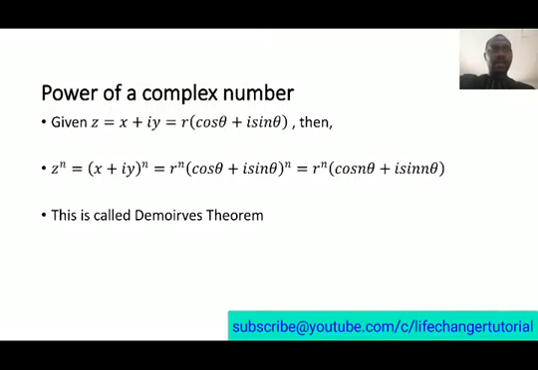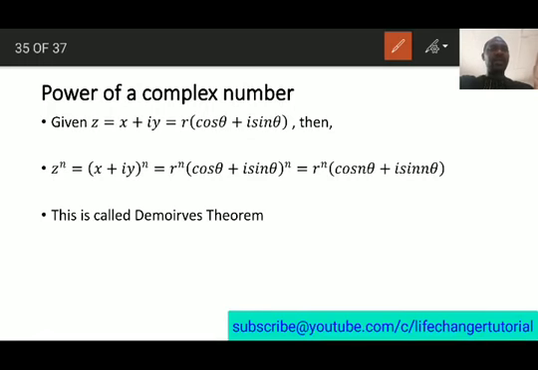Welcome back. So here we are going to look at the powers of a complex number. Now we have given z to be equal to x plus iy, which is the complex form, equal to r into cos theta plus i sin theta, which is the polar form.